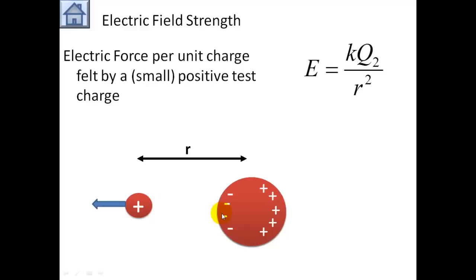So remember, you must talk about a small positive test charge. It has to be positive because that determines the direction, and has to be small, otherwise it will start to disturb the electric field in which you put it.